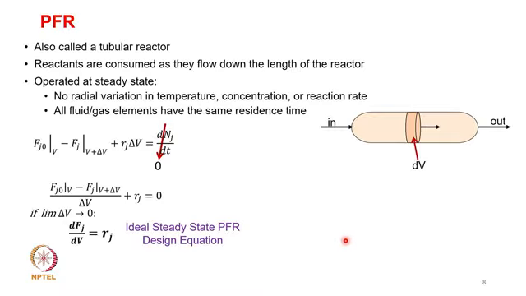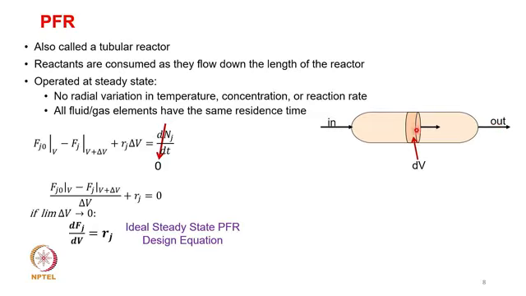The third type of reactor is the plug flow reactor. It is also called a tubular reactor. What is specific in this case is that the reactants are consumed as they flow through the reactor. You can see the reactants are consumed as they flow down through the length of the reactor, and finally you get your output.